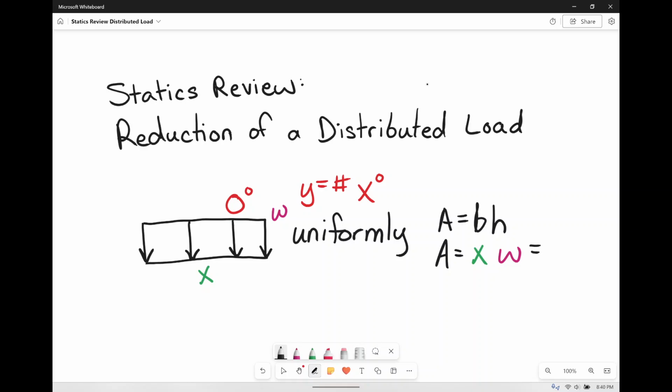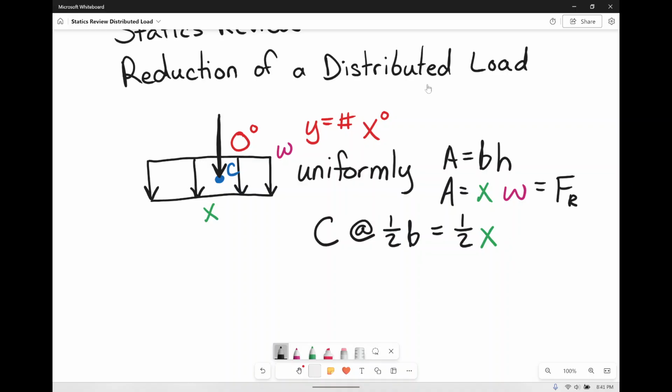So that's going to give us a force resultant. We'll call that Fr. And that is going to act at the centroid of the area of the shape. And you should know by now that the center of a rectangle is right here at the dead center. So we're going to have this force resultant acting right there at the dead center. So again, C is at 1/2 of the base, which for us, that's 1/2 of x. It's that simple, right? That's all there really is to it.